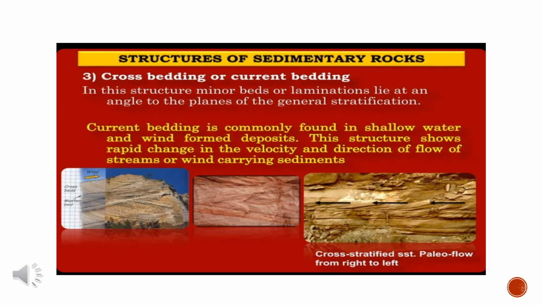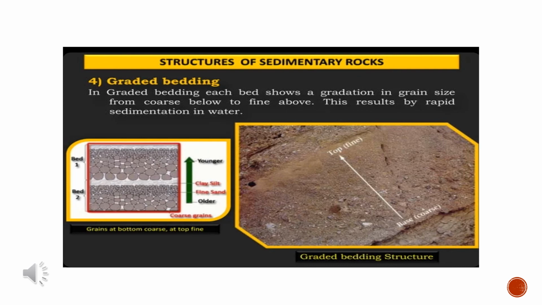Third, cross bedding or current bedding. In this structure, minor beds or laminations lie at an angle to the planes of the general stratification. Current bedding is commonly found in shallow water and wind-formed deposits. This structure shows rapid change in the velocity and direction of flow of streams when carrying sediments. Fourth, graded bedding. In graded bedding, each bed shows a gradation in grain size from coarse below to fine above. This results from rapid sedimentation in water.